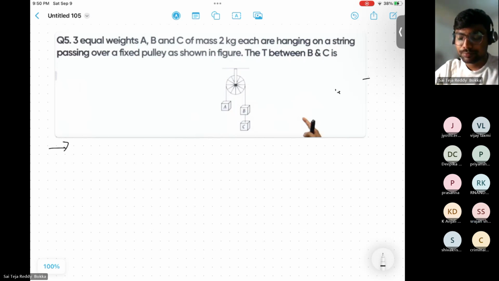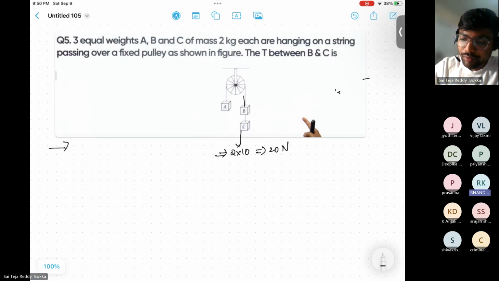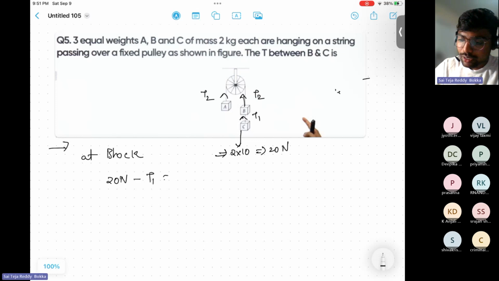Sir, 10. Okay. Sir, g. Here there is a mass of 2, so there is a force of 2 into 10 newtons, that will be equal to 20 newtons. And here we are having tension T2. Here we are having T1. Here the same tension as T2. Now at block C, your net force will be equal to 20, your mass is 2 and acceleration will be A.